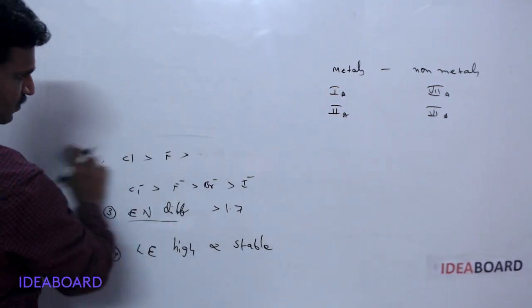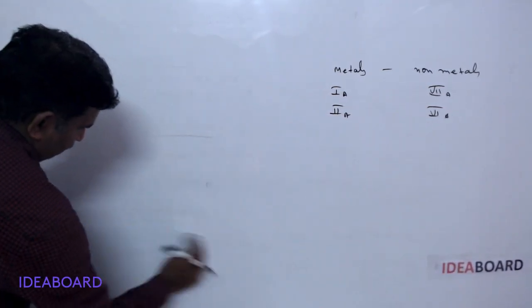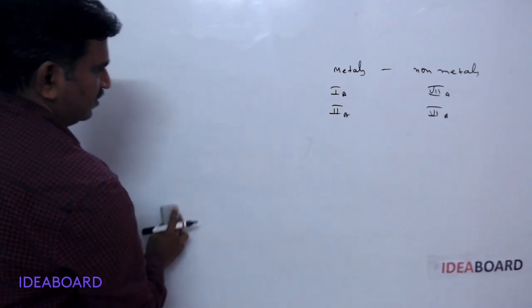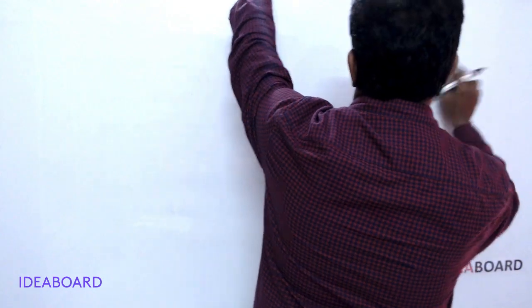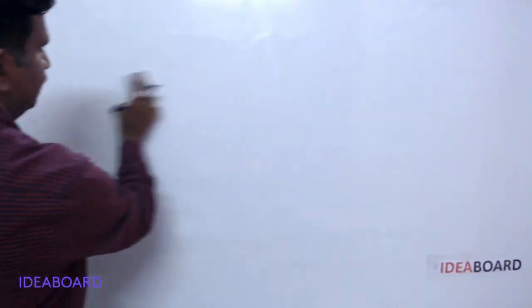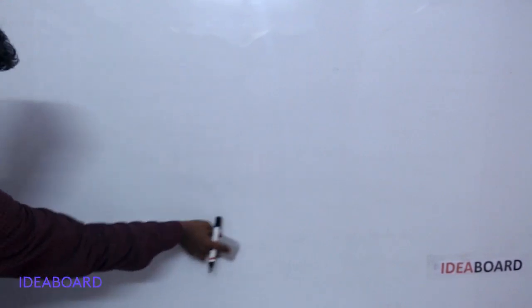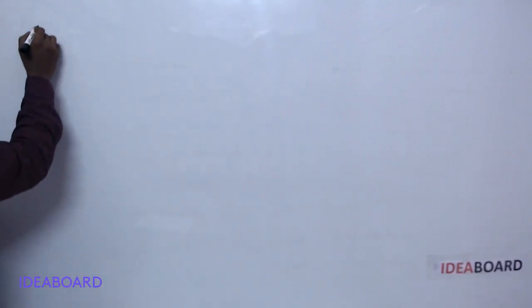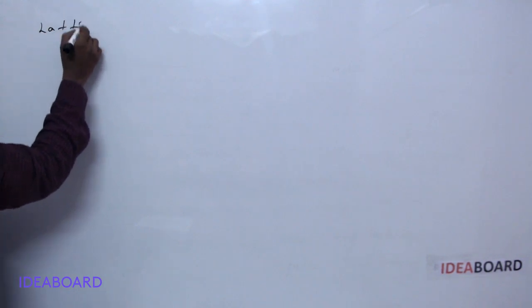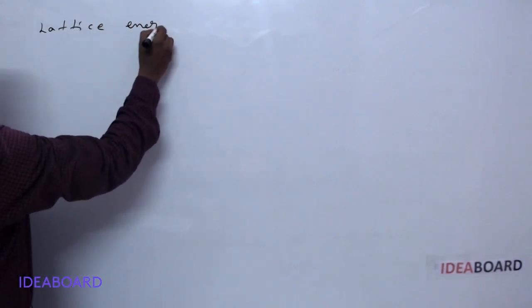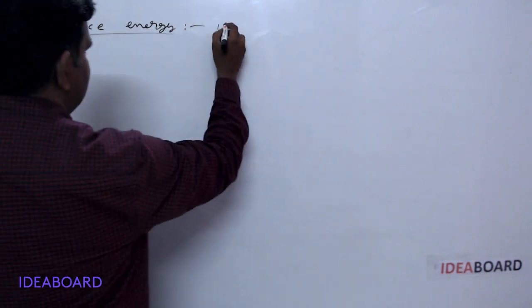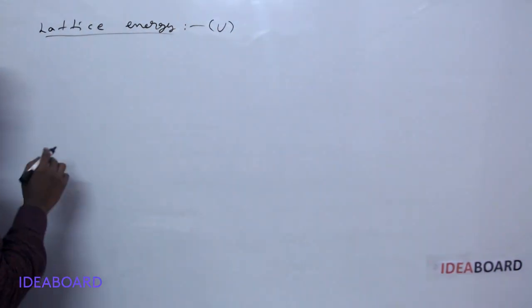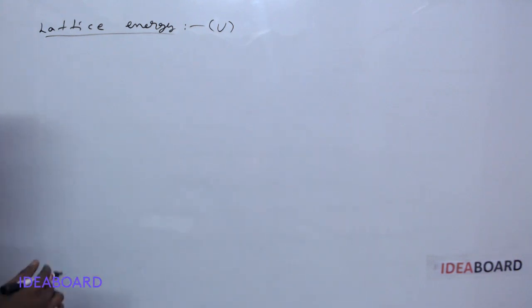Next. What is lattice energy? What are the factors influencing lattice energy? Here, the next one is lattice energy. Lattice energy is also indicated by U. Lattice energy means simply it is the amount of energy.